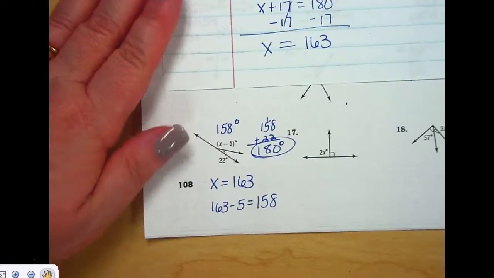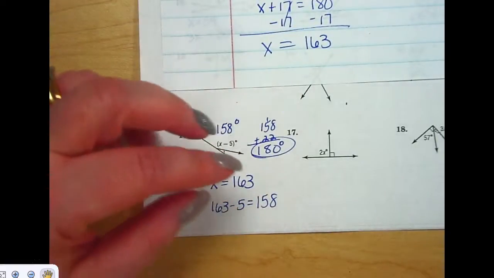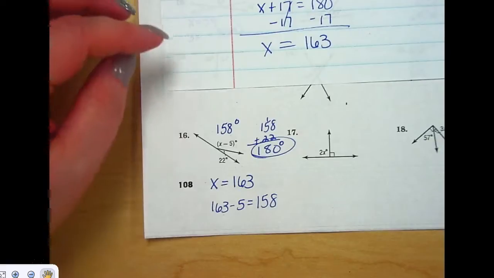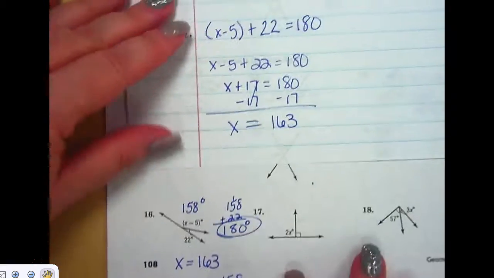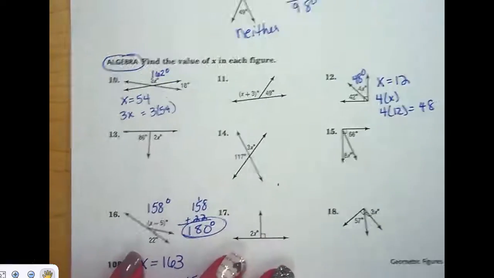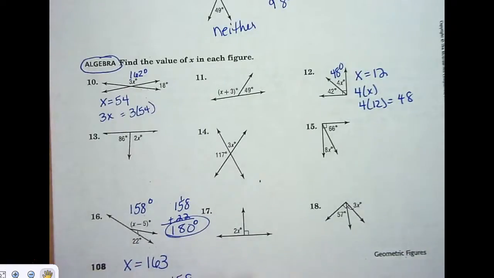Oh, that one was super fun. Wasn't that fun? Yes. All right, so the steps are, first look at it, decide if they're going to add up to 180 or if they're going to add up to 90, and then just set up your equation and do your math. Okay.